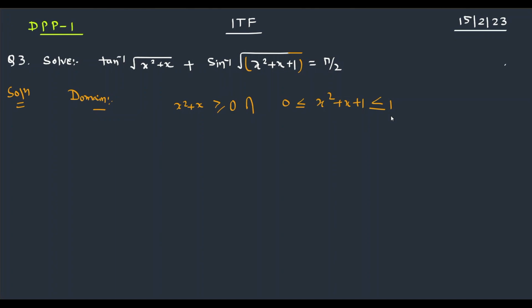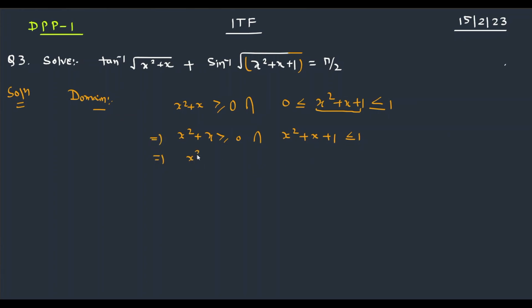Yes, sir. Now here we have x square plus x greater than or equal to 0. At the same time, this quantity, if you consider, is always positive, because x square plus x is positive plus 1. So the quantity is always positive, so no need to solve the left hand side. Only if we solve x square plus x plus 1 less than or equal to 1.